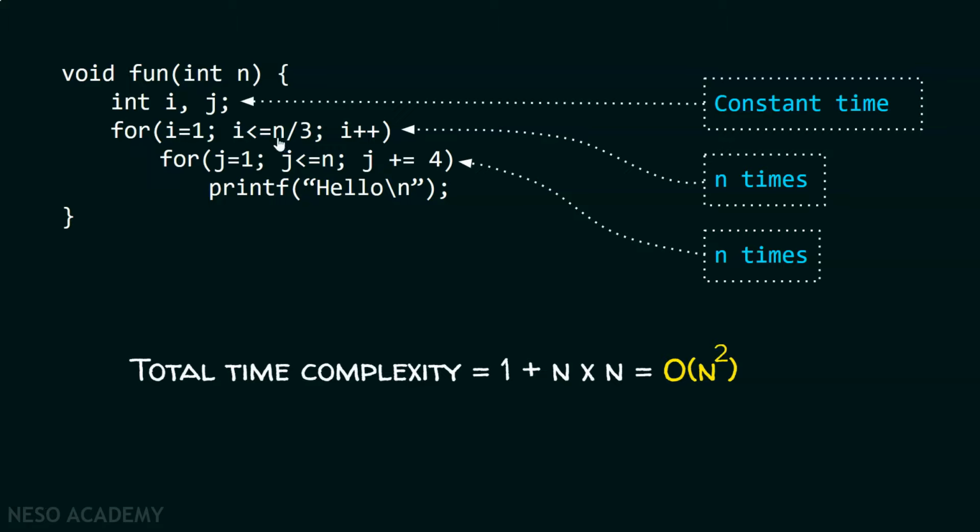Here obviously this loop is running n by 3 times, but we have taken the upper bound, right? The upper bound is n. So what we are assuming is that this loop is running n times. And we are also assuming that this loop is running n times. Because this is a nested for loop structure, the total time will be big O of n square. So this is the time complexity of this particular code.